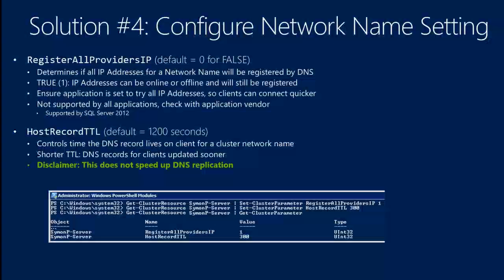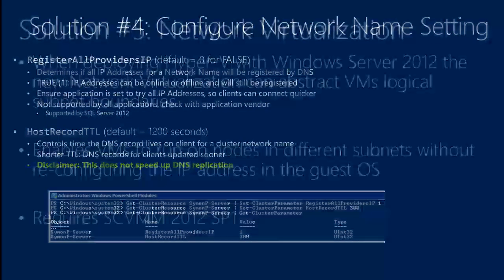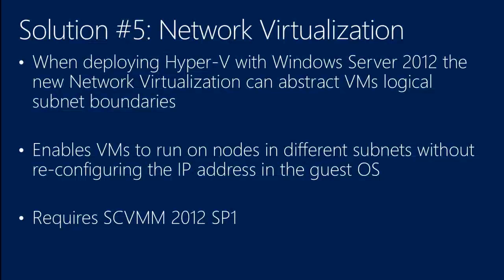The other thing you can do is reduce the host TTL time. So you can reduce how often the clients refresh their DNS records. So instead of 20 minutes, maybe you do it every 5 minutes. But just be cognizant that by cranking this down, your clients are going to hammer your DNS servers more often. The last thing is if you're deploying virtual machines, there's network virtualization in Windows Server 2012, which will abstract this. So you can fail over virtual machines across different subnets, and that's now supported, and you don't have to worry about updating the IPs associated with the VMs.